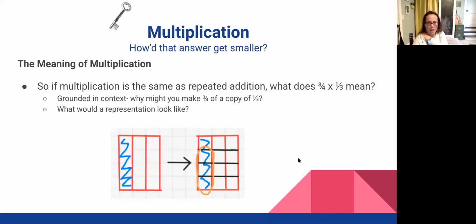Do people have questions about multiplication or things that their students are constantly struggling with in multiplication that they want to bring up with the group?